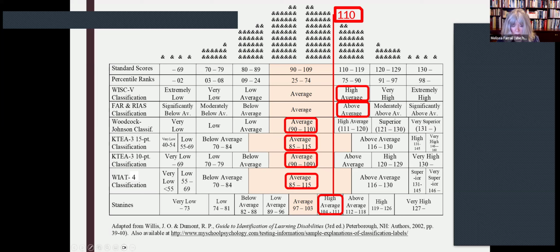But that first column, those are your scaled scores. You can see the range from 1 to 19. Those are scaled scores. And then you have your standard scores, percentile ranks, the stanines over on the end, and then something called a normal curve equivalent. They're kind of like percentile ranks, only they're equal units. They use them a lot in the field of education.